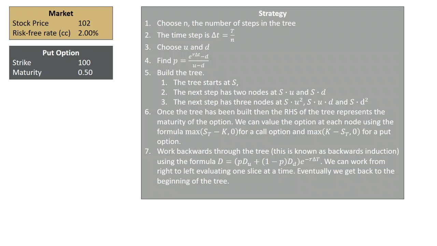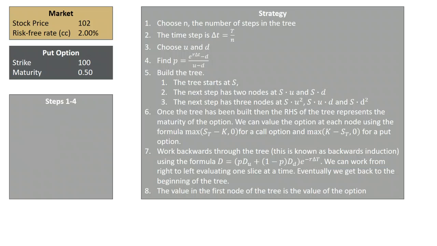This is known as backwards induction. Using the formula we've used before, the value of the option equals P times the value of DU, which is the value of the option if you go up, plus 1 minus P times DD, which is the value of the option if you go down, all of that discounted by e to the minus r delta T. We work through the tree from right to left, evaluating one slice at a time, and eventually we get back to the beginning of the tree, and the value in the first node of the tree is the value of the option. So let's go through steps 1 through 4.